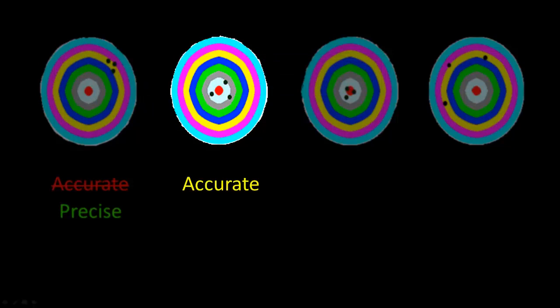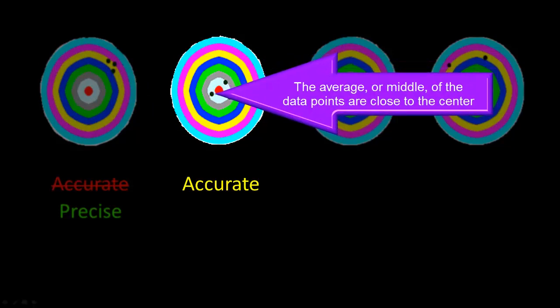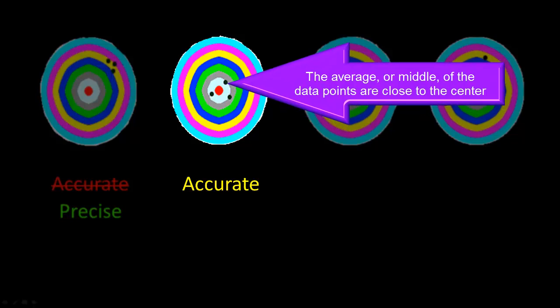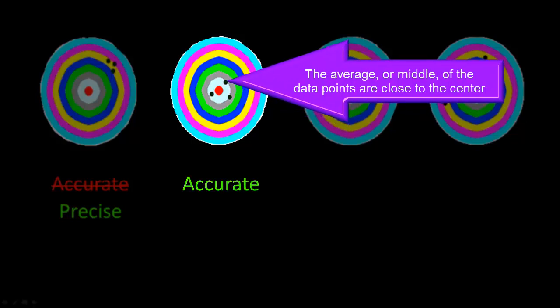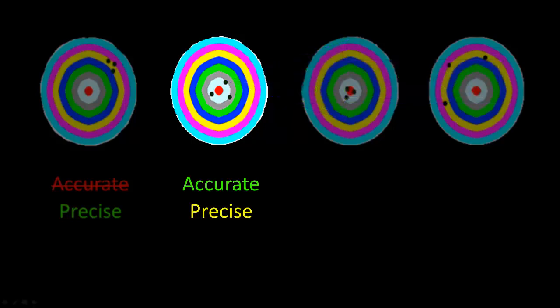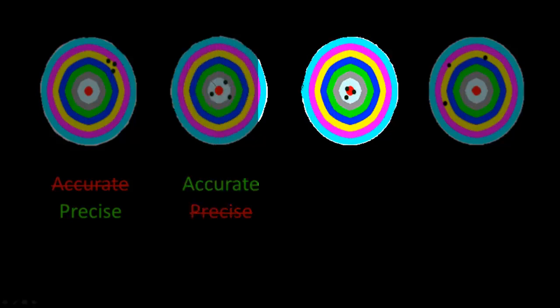Next example. Would the average of these data points be close to the standard or center? Yes, they are. So they would be considered accurate. Are the data points close to each other? Now, precise would be no more than one marking away from each other. Each of these rings is a marking. So if the distance between each of the points is more than the distance between a ring, then they would not be close or not precise.